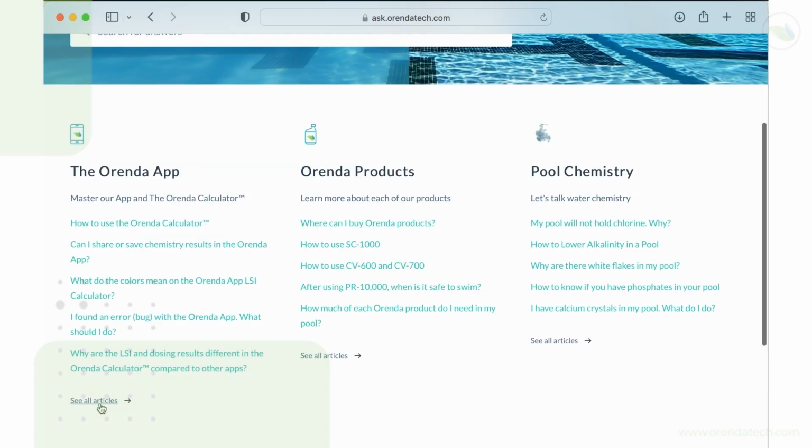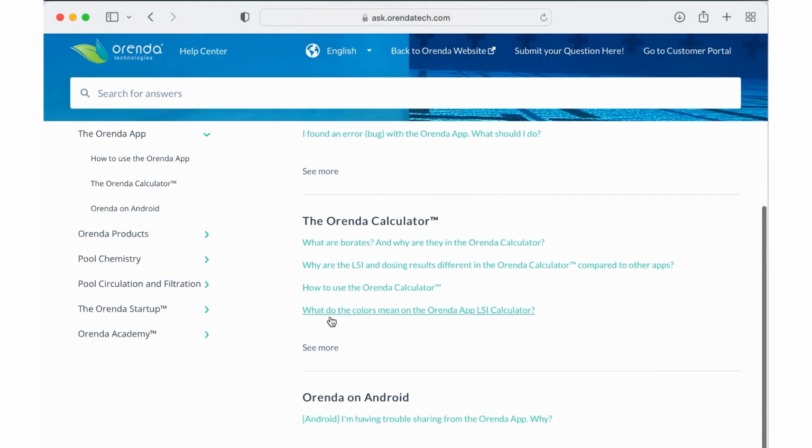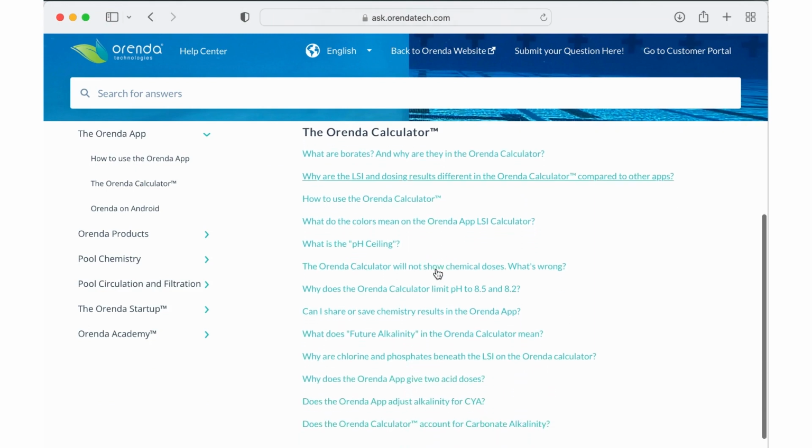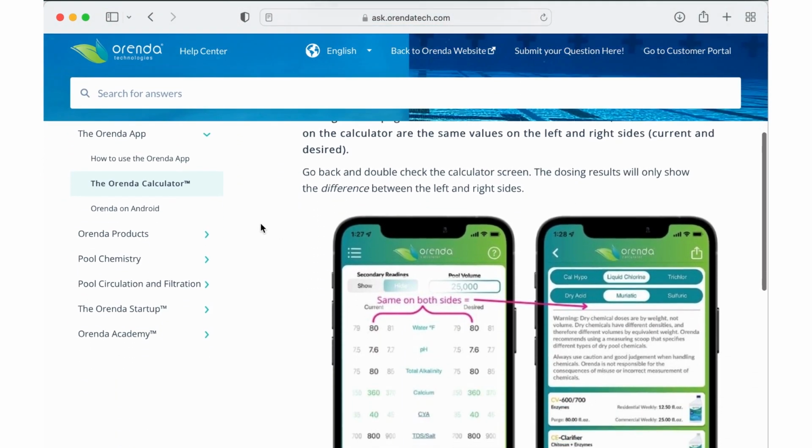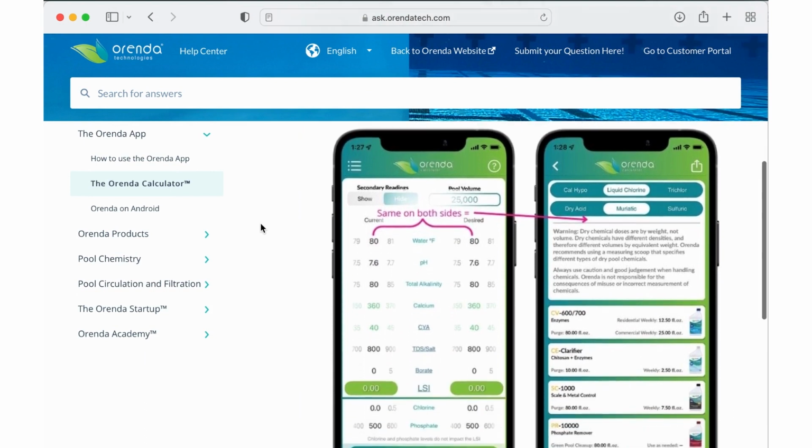I get that call pretty frequently. Yeah, so do I. They call the hotline: I don't think your calculator's working. Yep, because you have the same exact number, so you get no dosing answers. We actually have an article for that in the Help Center too. So yes, you're only looking for the difference between the left and right.